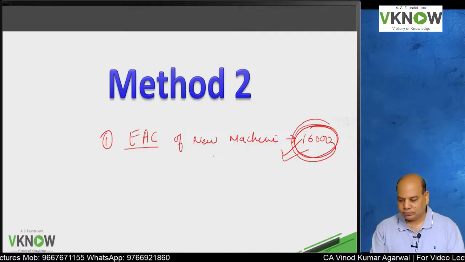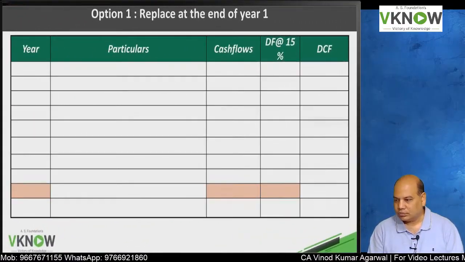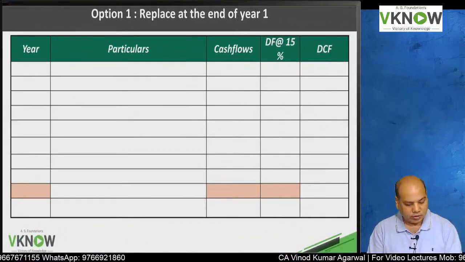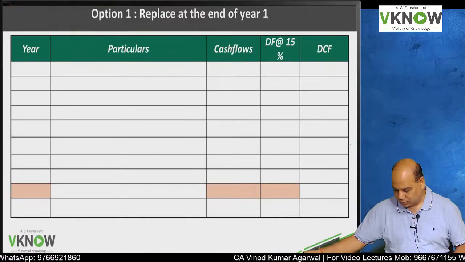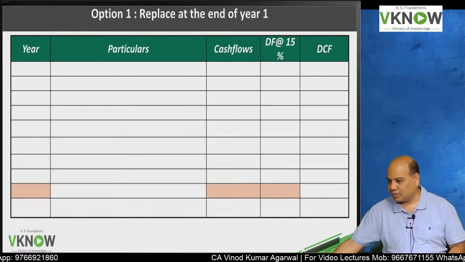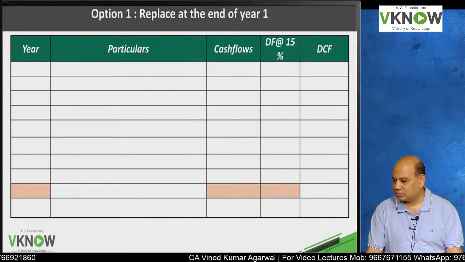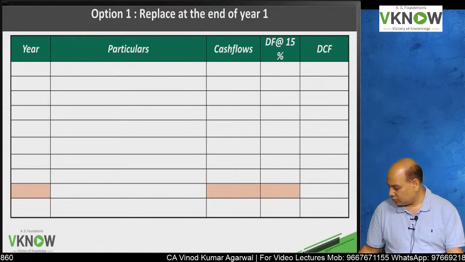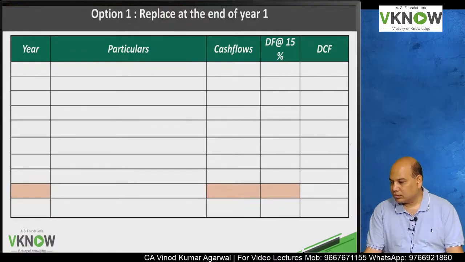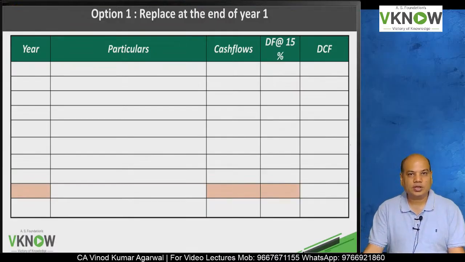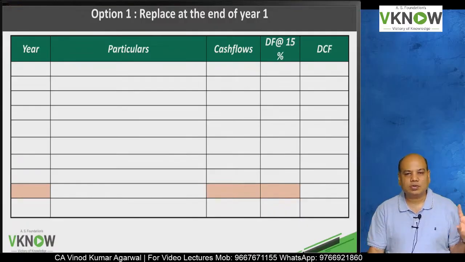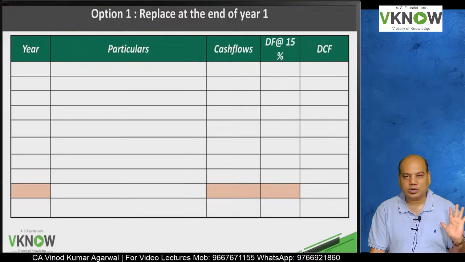Then write down below, option 1, replace at the end of year 1. And I am going to compute EAC if we replace at the end of year 1, which means I want to continue up to year 1.